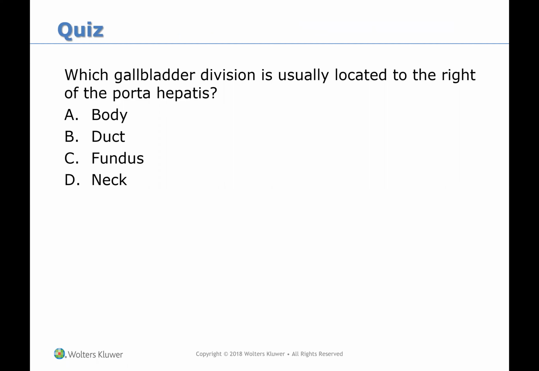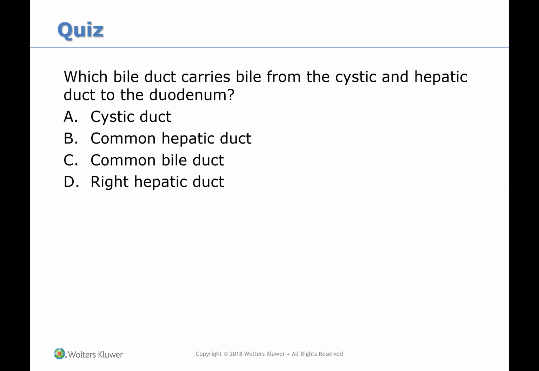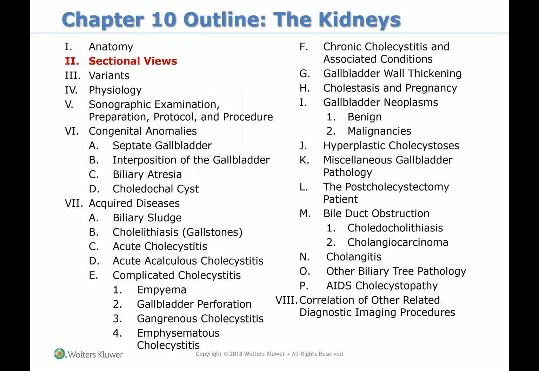Which gallbladder division is usually located to the right of the porta hepatis? If you said neck, you're correct. Which bile duct carries bile from the cystic and hepatic duct to the duodenum? If you said the common bile duct, you are correct.